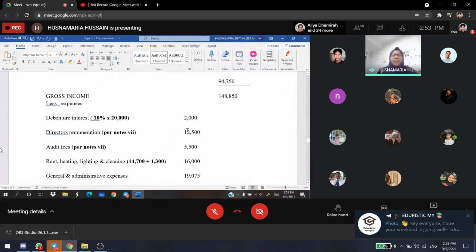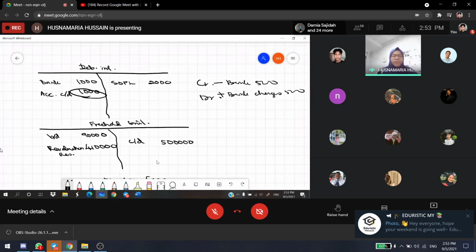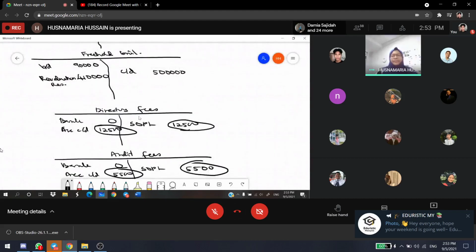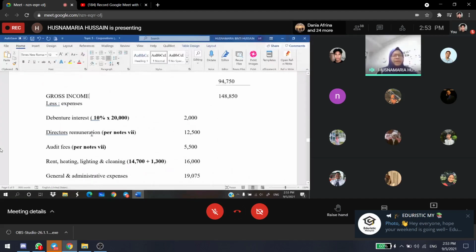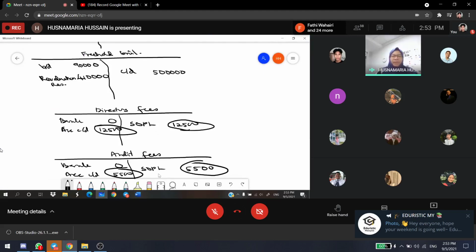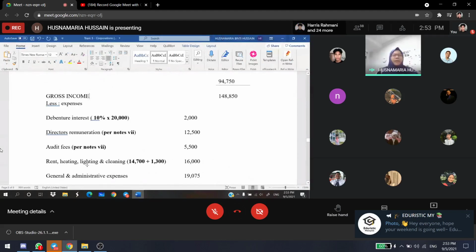Director's remuneration, 12,500. You can show this one as your working, or even with no working at all, just write director's remuneration 12,500, also can. Audit fees, same thing, either you write 5,500 or show us this account as the working. Rent, heating, lighting and cleaning, you have an accrued, so you plus, either you show it this way or you show the account, it is up to you.